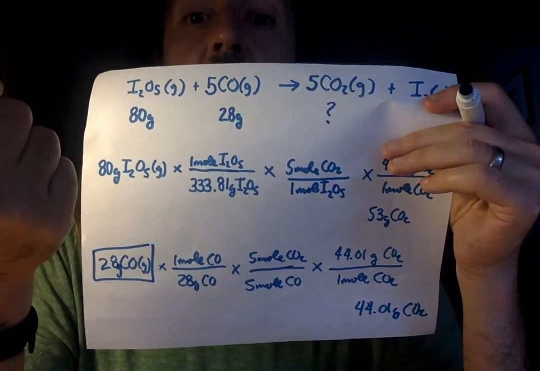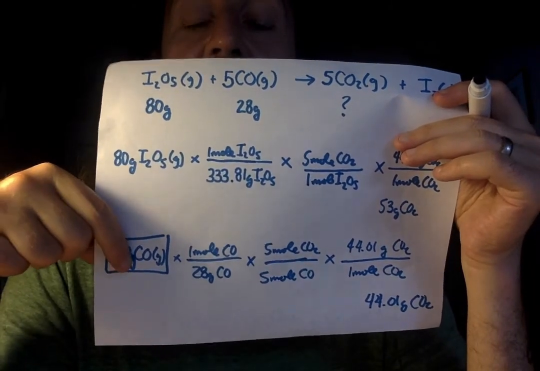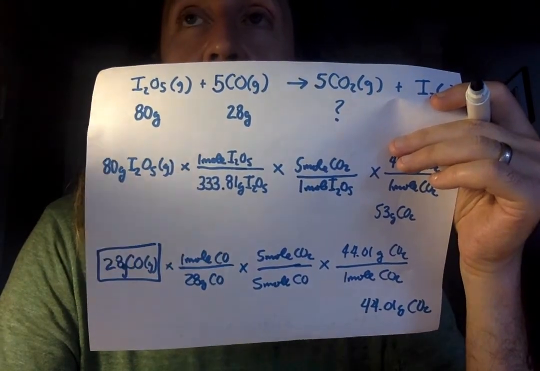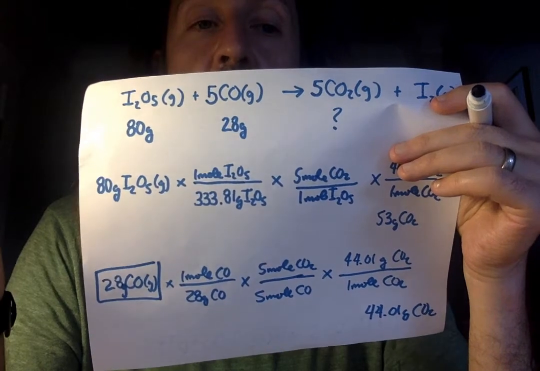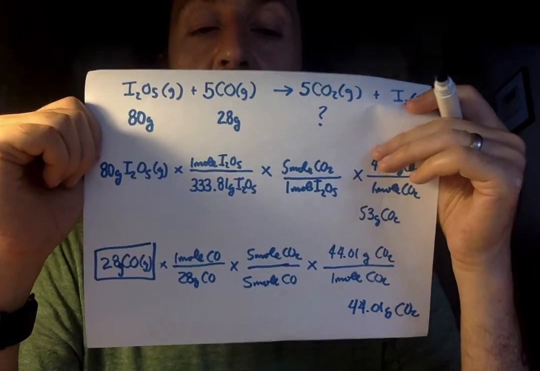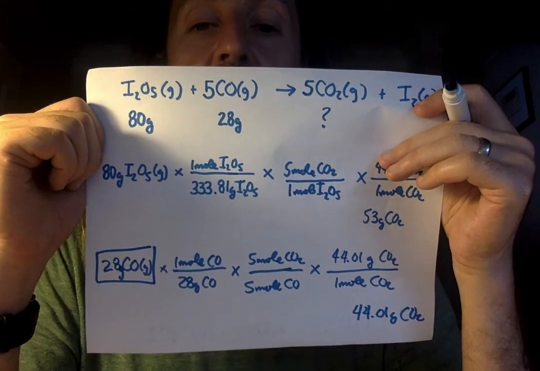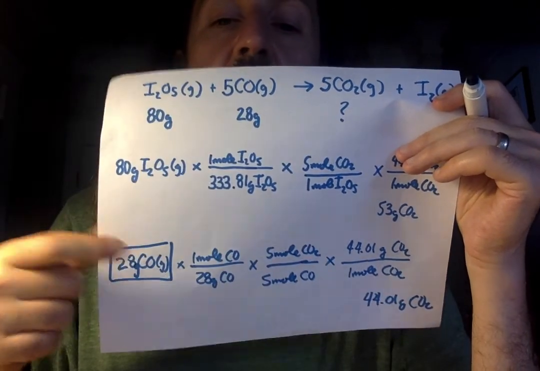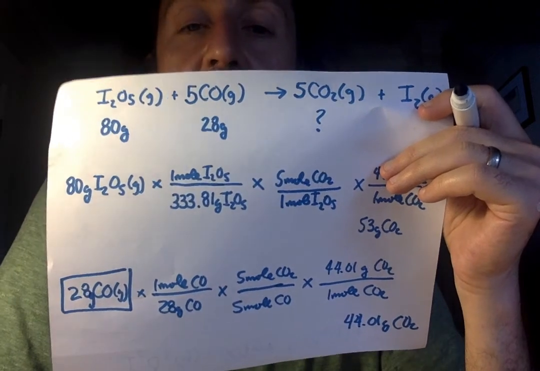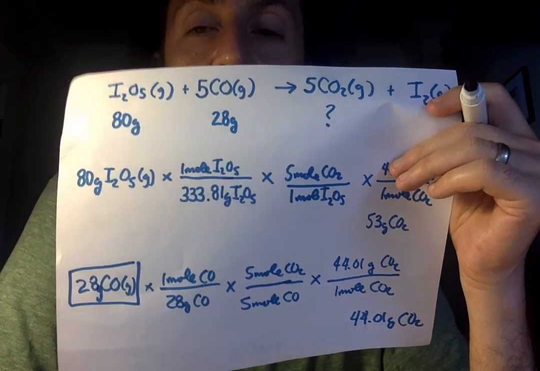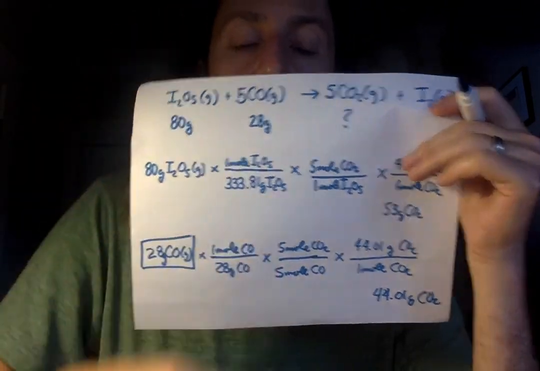Now, the other thing: just because we started out with less of this and ended up being the limiting reactant, that doesn't mean you never have to do the math. You always have to do the math to figure that out. So anyway, now you can confidently say that 28 grams of carbon monoxide is the limiting reactant in this chemical reaction.